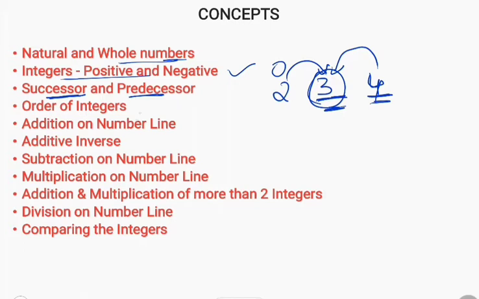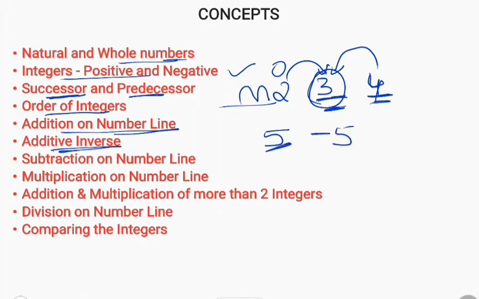This is a concept we discussed. We discussed the ordering of integers on the number line and how to move one step at a time. Then we saw the addition on the number line, how it happens. Additive inverse we discussed. Suppose we have 5 over here, then for 5, the additive inverse would be minus 5, because when we add minus 5 and 5, it gives 0. So a number which gives 0 when added to a particular number is the additive inverse of that number. For 5, the additive inverse is minus 5, and similarly for others.